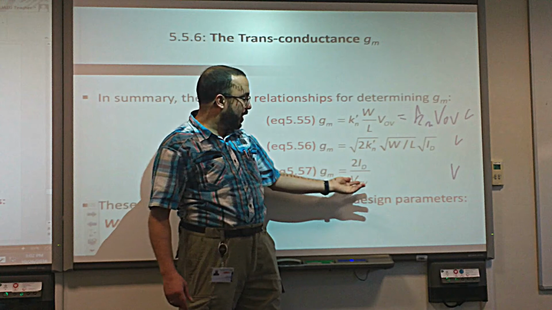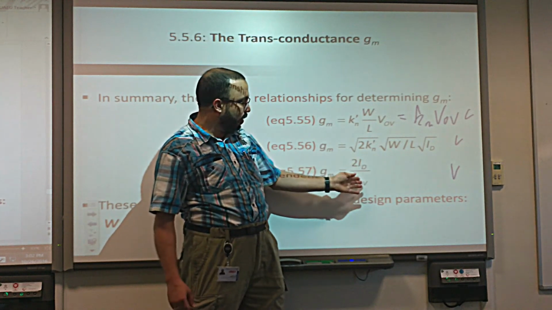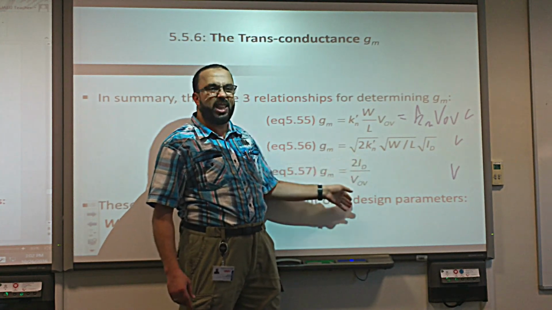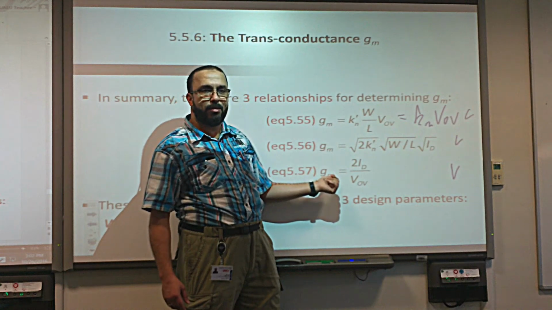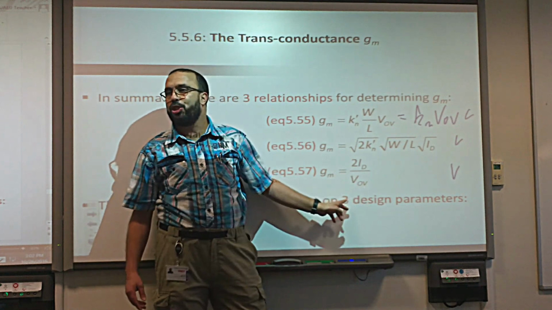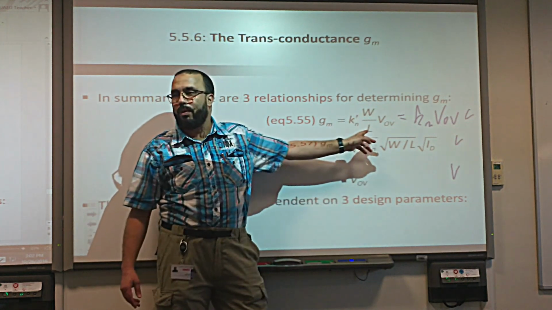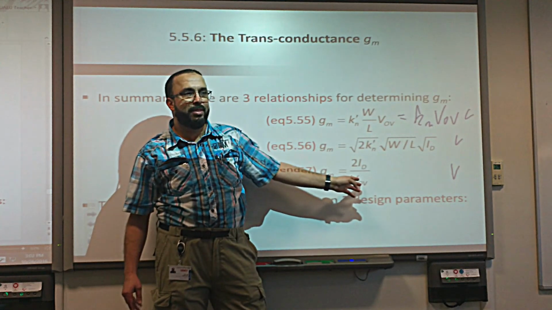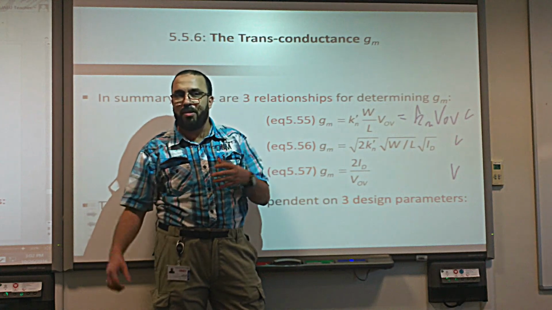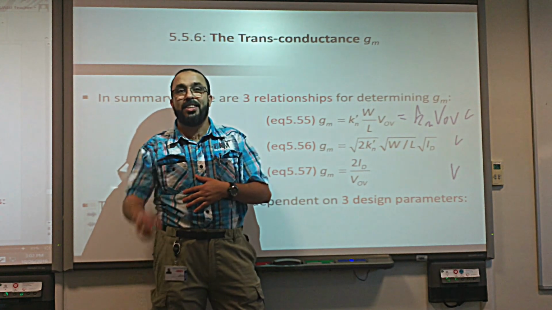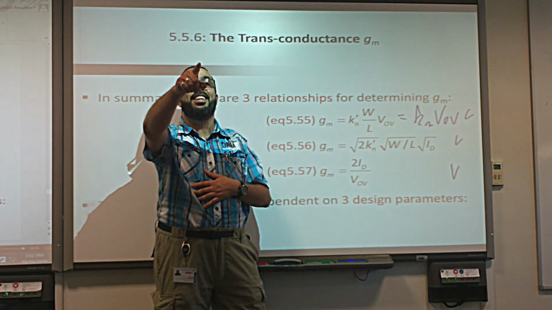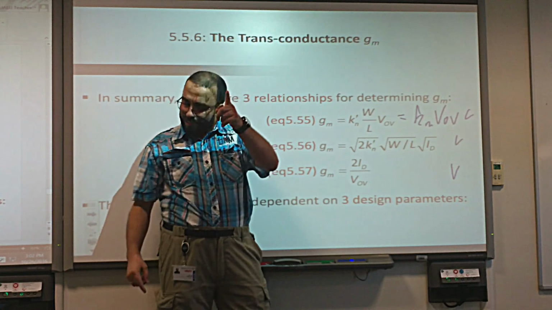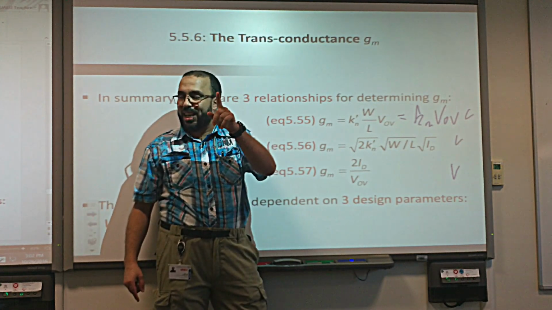But still, if this increases, even if it's over 2, GM should decrease, right or not? No. So GM here does increase with the overdrive, yes or no? But here it does decrease, yes or no? So it's confusing, right? Yes, the ID. If we substitute the ID. Very good. That's excellent. That's the answer.